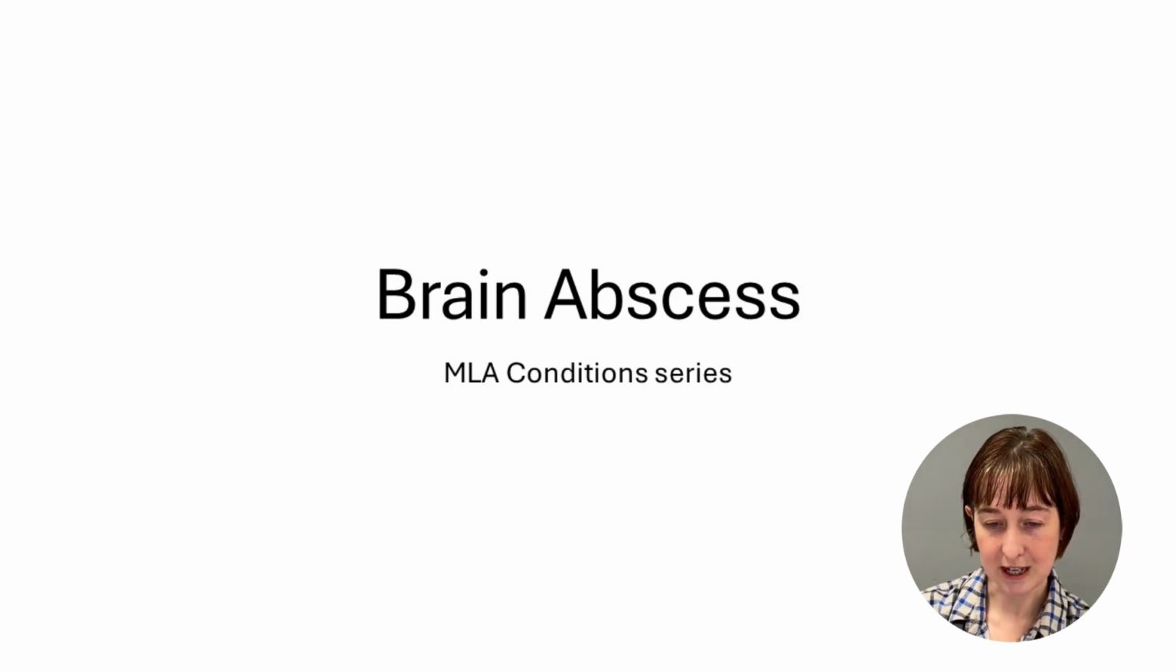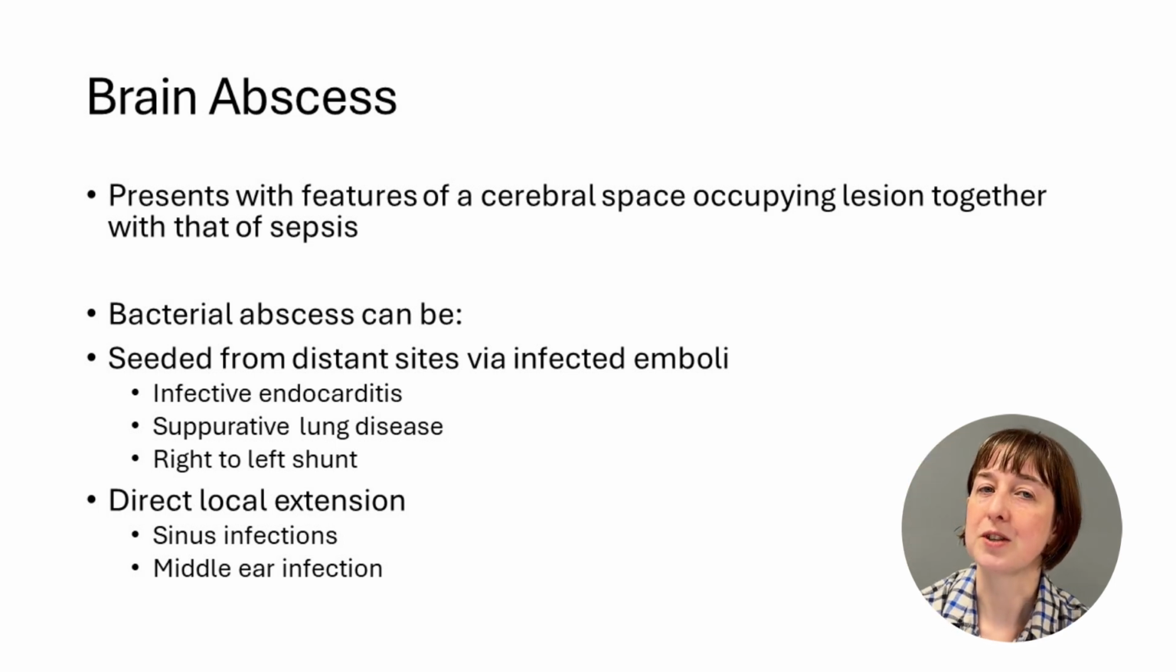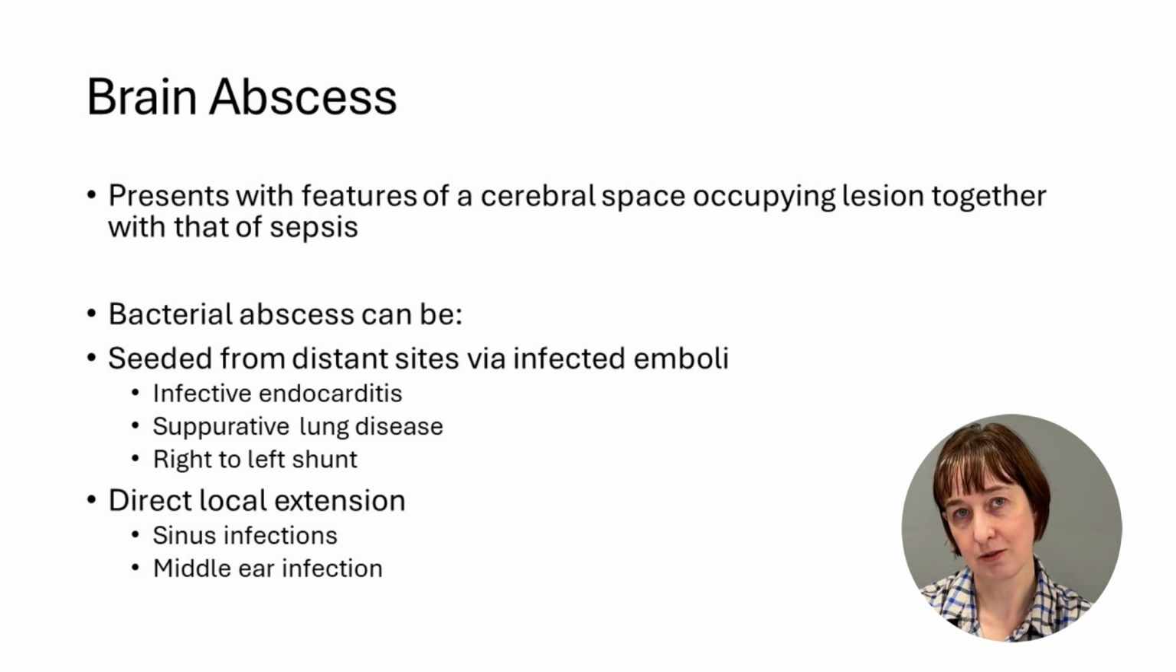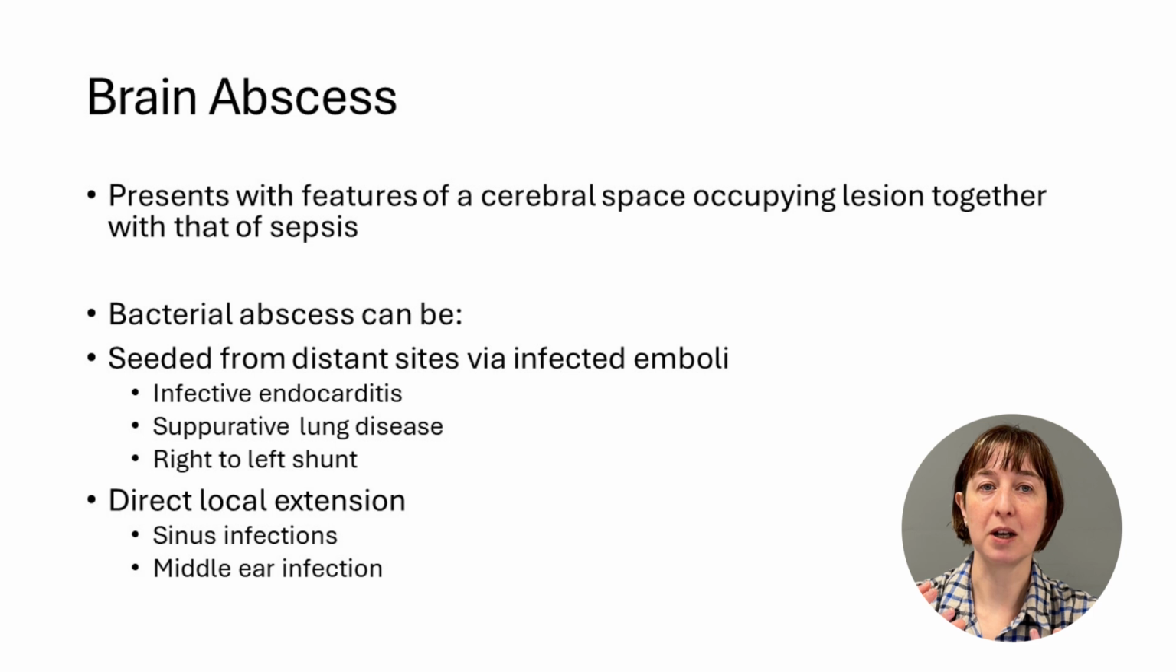So moving on to brain abscess, another one in the condition series. The way to think about brain abscess is the same as any space-occupying lesion with the added element of infection. A brain abscess is a collection of pus. It's an infected region, and it's a space-occupying lesion within the brain, so it will cause symptoms depending on whereabouts in the brain it is.